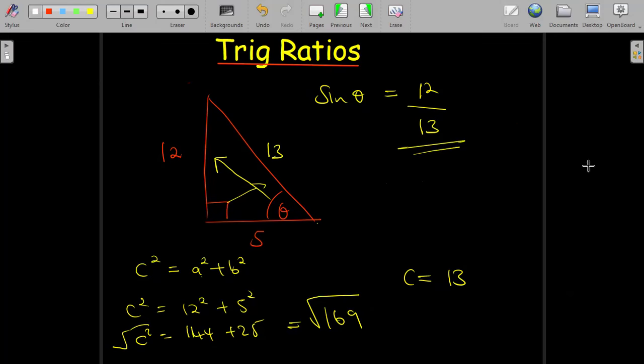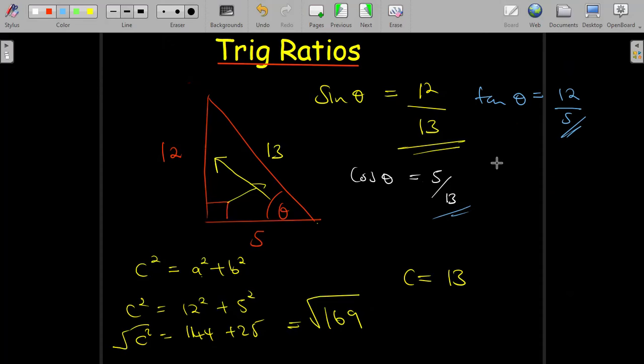Then I have to find the other ones, which is cos theta. Cos theta is adjacent over hypotenuse. My adjacent to the angle is 5, over the hypotenuse, the 13 I found. Then the last one, tan theta, is the opposite, which is 12, over the adjacent, which is 5. All right, so this is how we find what we were looking for.